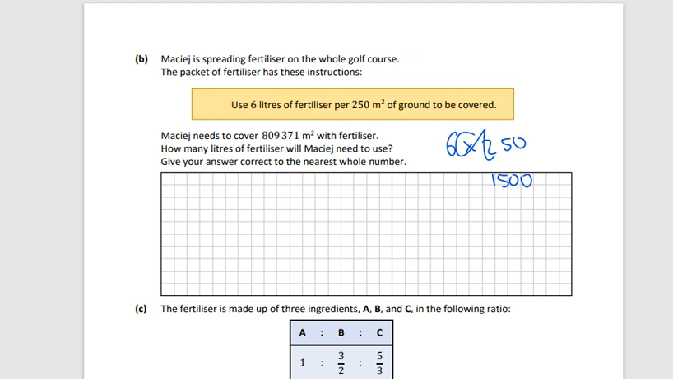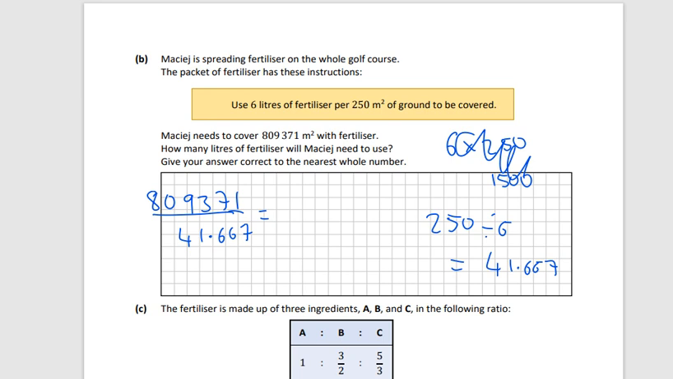Actually it's easier if we do 250 divided by 6, it'll work out for 1 litre. That shows how much 1 litre does. When you divide it, it gives you 41.667. Then you do the whole thing, 809,371 divided by 41.667, so 41.667 is for 1 litre. So we'll see how many it's able to do. That's 19,424.9. If you round it off, it's 19,425. That's the amount then of litres of fertilizer that he will need to use.